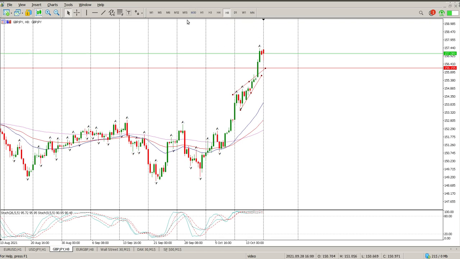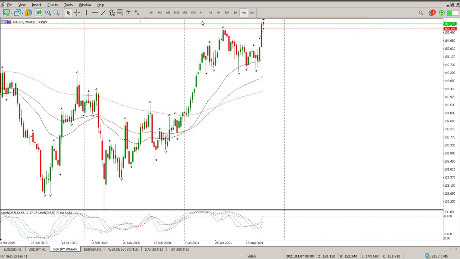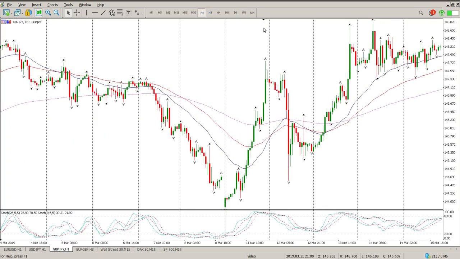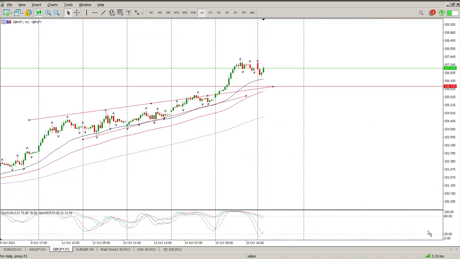I want to see a pullback onto structure. And the closest bit of structure we have is on the weekly, which is 156.155. Just show you that that's that break there. But that is a clear break. It's a weekly close above that level. So I would suspect we've got a couple more weeks of forward momentum, or upward momentum, coming.